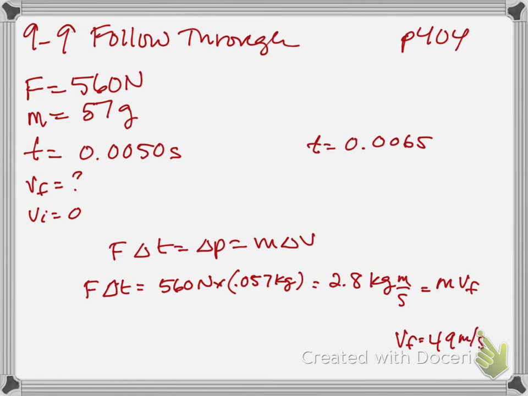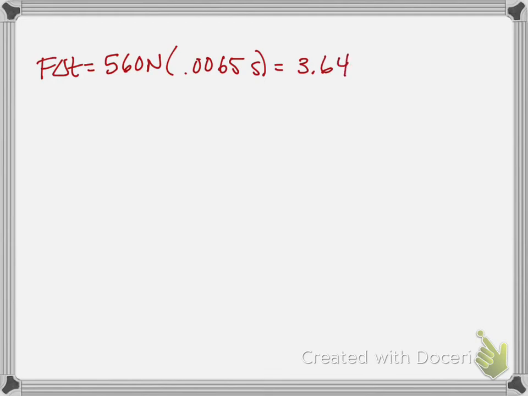But what happens if I can increase the time that I'm in contact there? So now our F delta T is going to be 560 newtons times 0.0065 seconds, which gives me a new final momentum of 3.64 kilogram meters per second. And just like we did before, we back out the mass and get 64 meters per second.